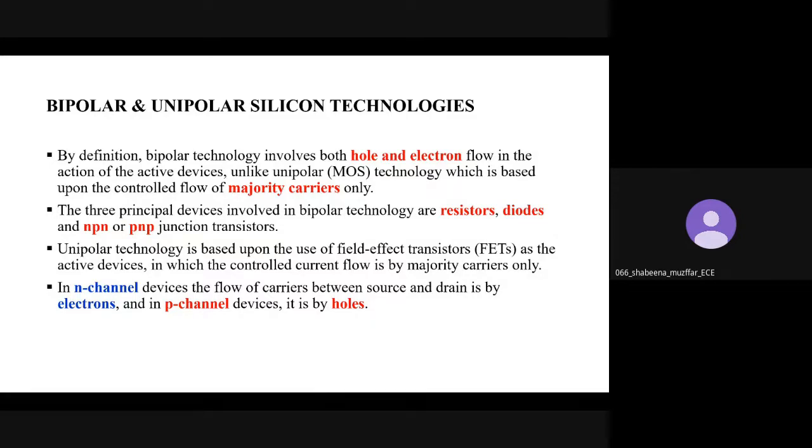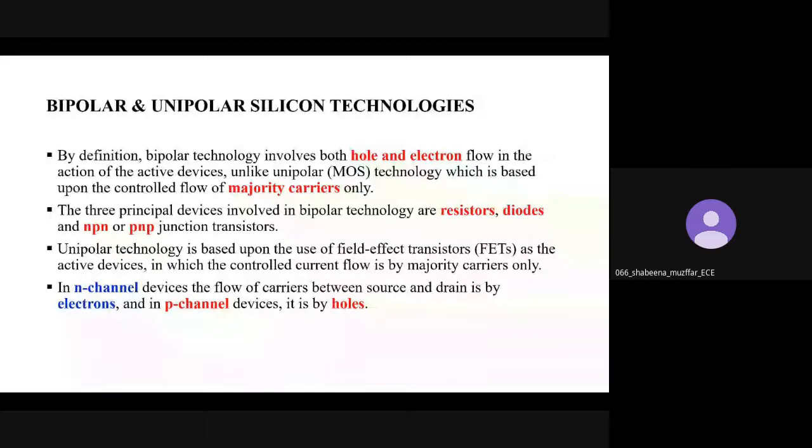Okay. So we know that quite popular devices in bipolar technology that you have come across are resistors, diodes, and NPN and PNP junction BJTs. While in unipolar technology, the famous devices which are quite popular are field effect transistors. They are generally known as FETs also. Now, these field effect transistors, FETs, can be either JFETs or MOSFETs. So, MOSFETs basically come under the category of field effect transistors.